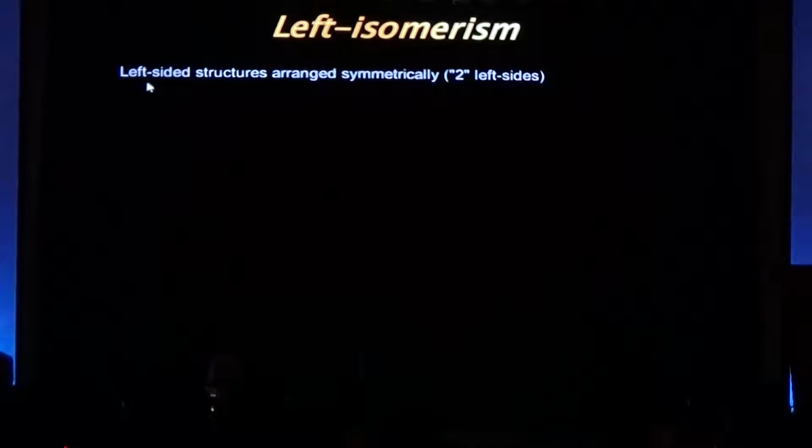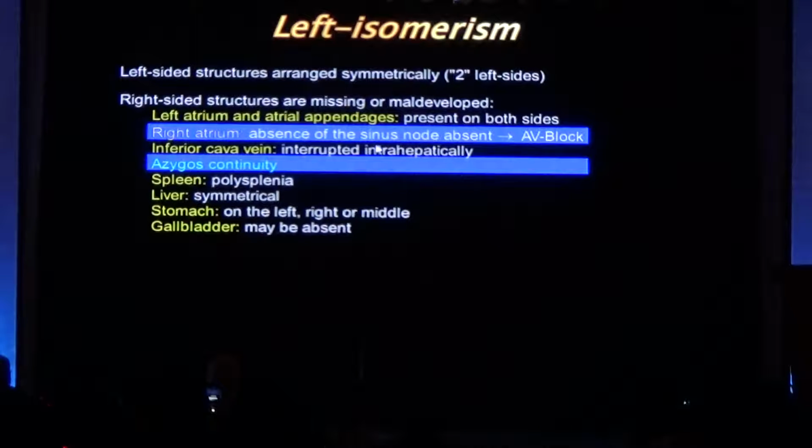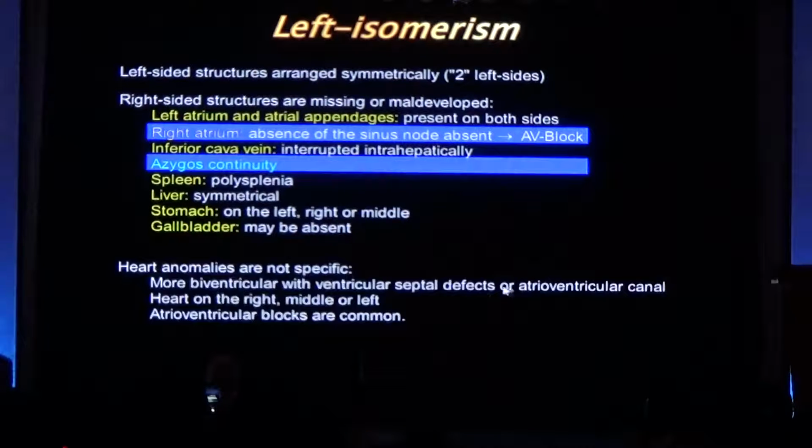And here we have left-sided structure. So the IVC is a right-sided structure. So no right-sided structure, no IVC. You will have IVC interruption with azygos continuation. And you will have absence of the sinus node, and so you will also have slow heartbeat with AV blocks.